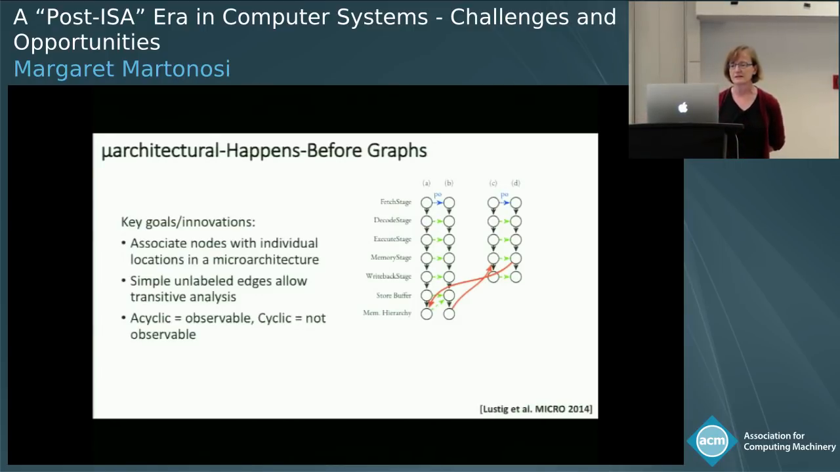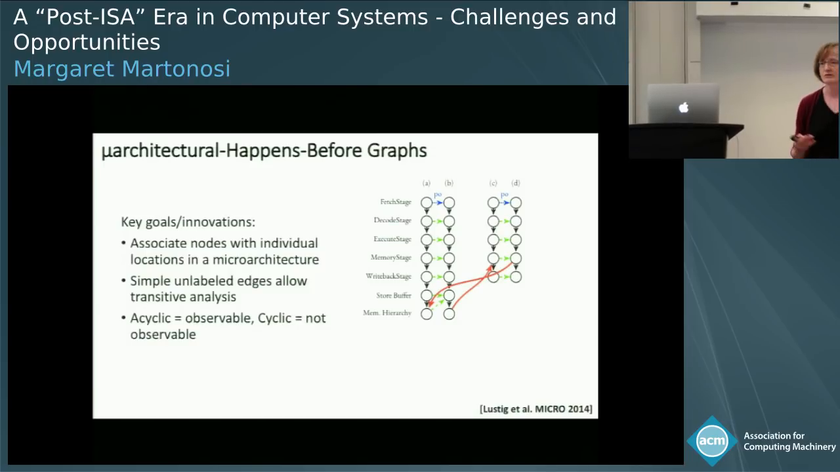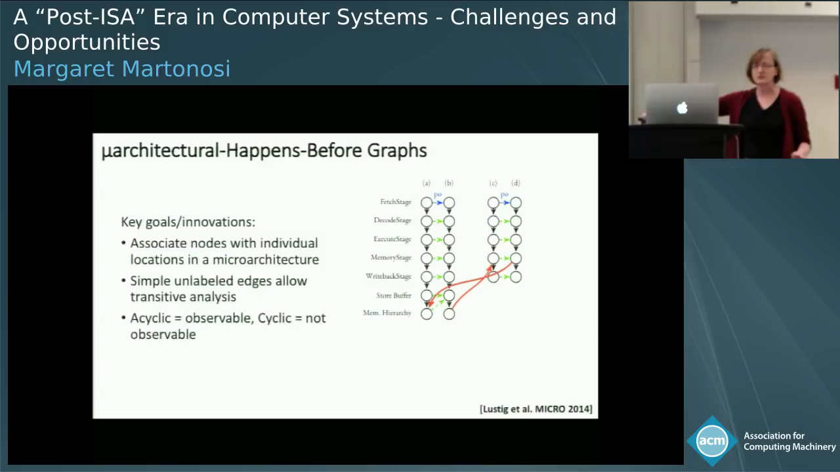A second thing that we did that's a slight shift from some of the PL versions of this is simple unlabeled edges. So we can do fully transitive analysis. There's some prior work where you couldn't just take the transitive closure of all of the edges and look for cycles. By taking the transitive closure of all the edges and looking for cycles, we actually can keep this analysis quite fast. Most of the stack that I showed you executes in seconds or minutes for many of our tests. And so it becomes an interactive part of an architect's design process rather than something you'd imagine at the very last part of a design. And again, acyclic corresponds to observable and cyclic corresponds to not observable.